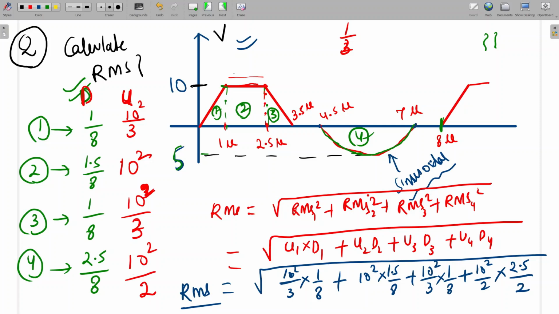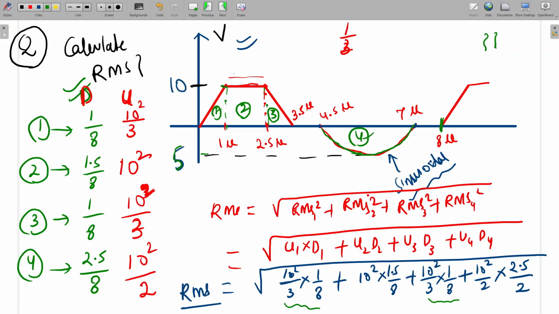So can anyone calculate this value? What will be the final value for this one? I am also calculating parallelly. So 10 square by 3. So these two we can take common. See here. This is 10 square by 3 into 1 by 8. This is 10 square by 3 into 1 by 8. So 1 by 8 plus 1 by 8, it will be 1 by 4.